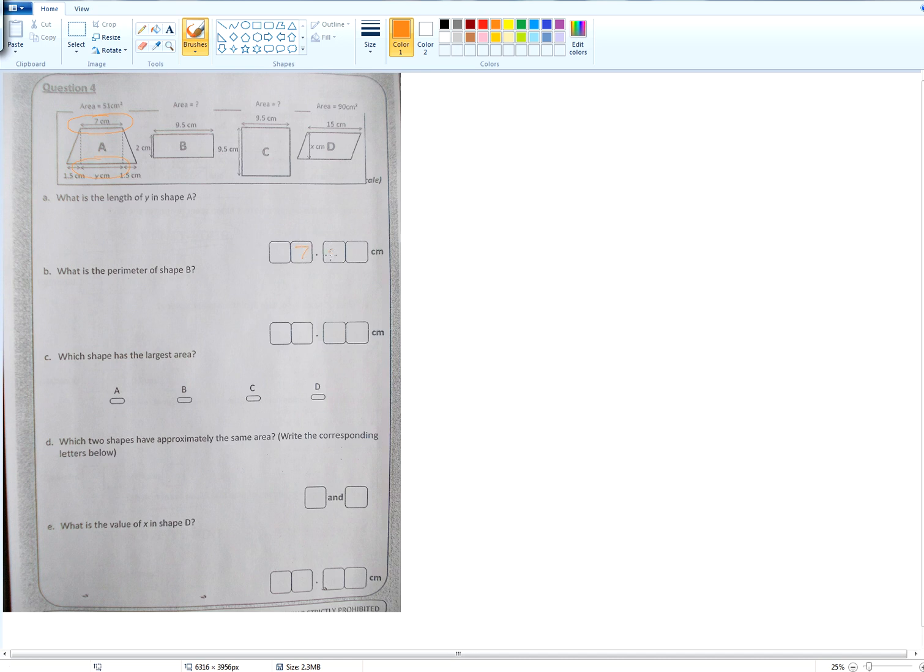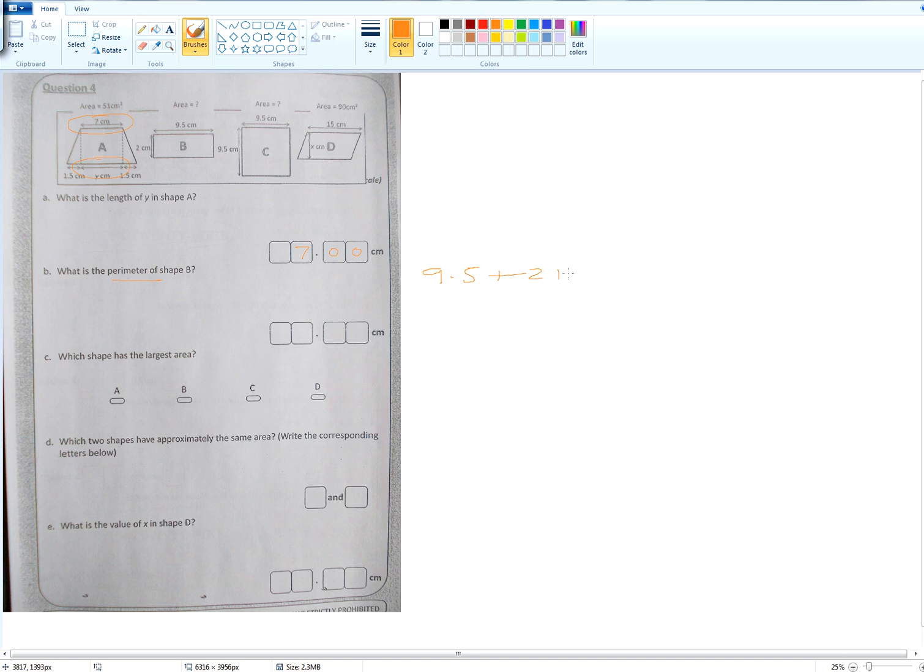Looking at the diagram, what is the perimeter of shape B? Okay, Anam, explain to us what the perimeter means. Perimeter means what the size is from the outside. Lovely. So perimeter is the distance around the outside of a shape. Okay, so shape B is 9.5.